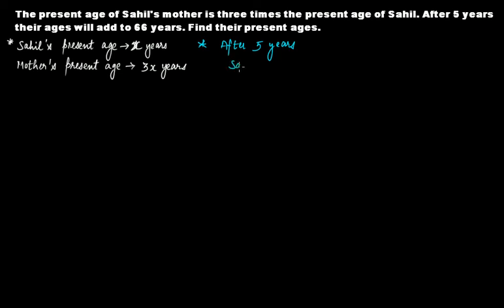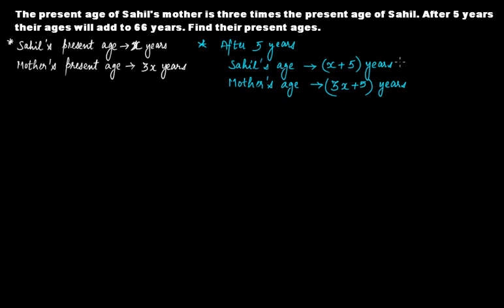After 5 years, Sahil's age will be x plus 5 years, because the present is x. So after 5 years, his age will be x plus 5. Mother's age after 5 years will be, at the present it's 3x, so 3x plus 5 years. So after 5 years, Sahil's age is x plus 5 and mother's age is 3x plus 5 years.